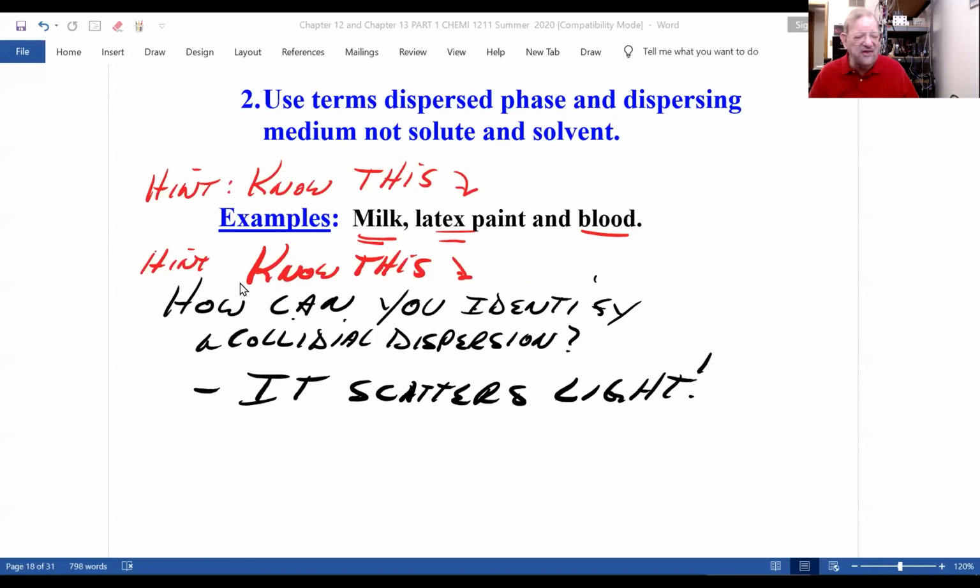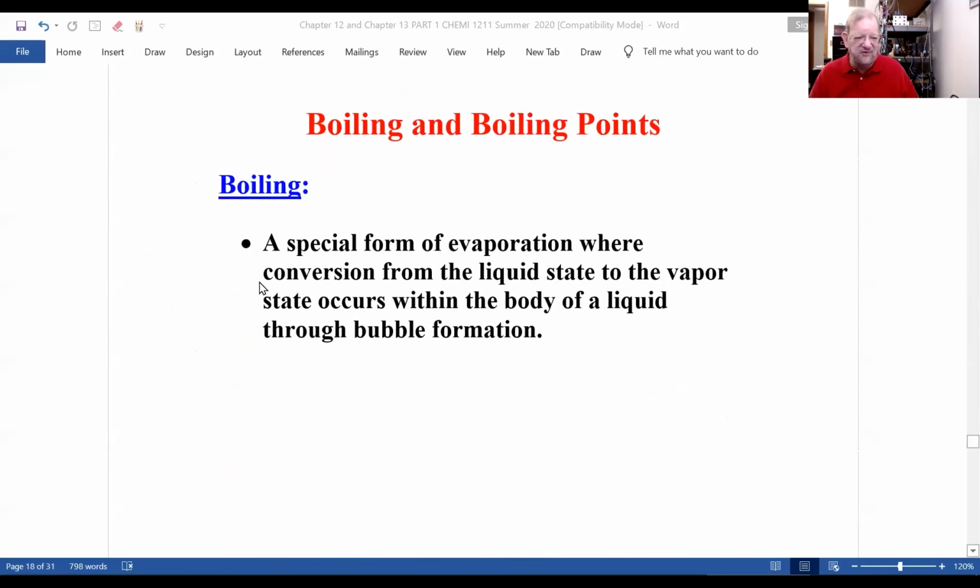But anyways, a colloidal dispersion scatters light. All right, let's move on. And between now and Monday, look around your life and your house and everywhere and think about colloidal dispersions.